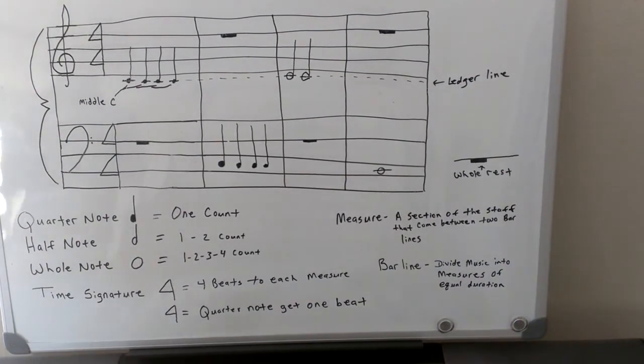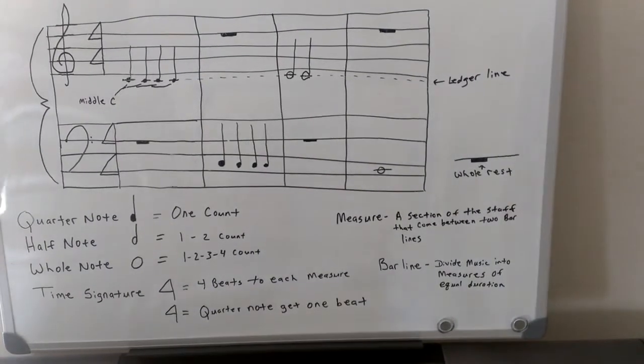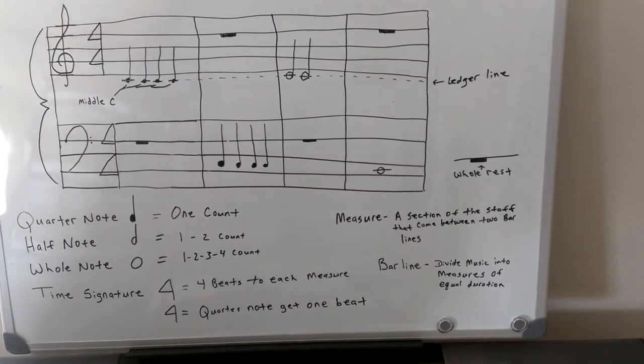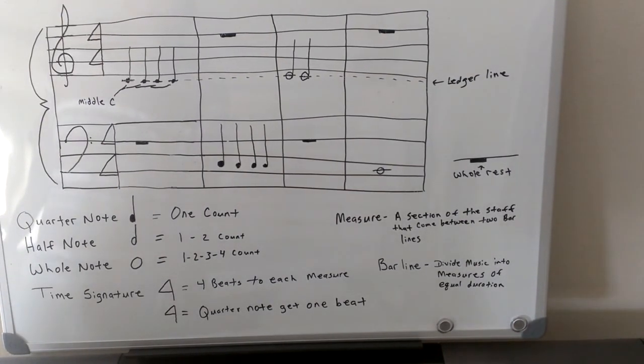Now, how do you play it? Again, this is middle C, so we're going to go to middle C. 1, 2, 3, 4.